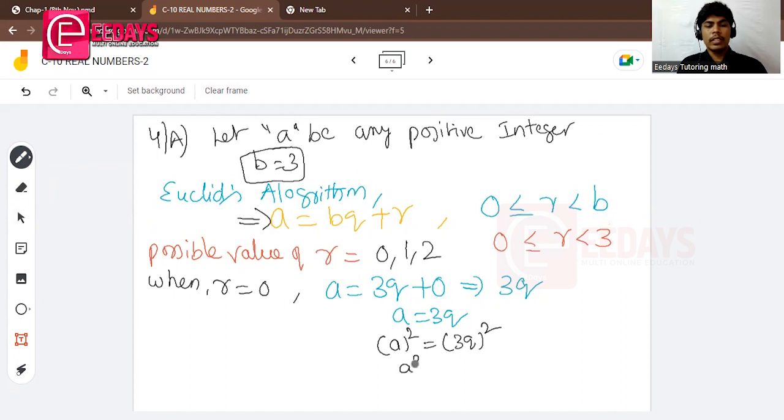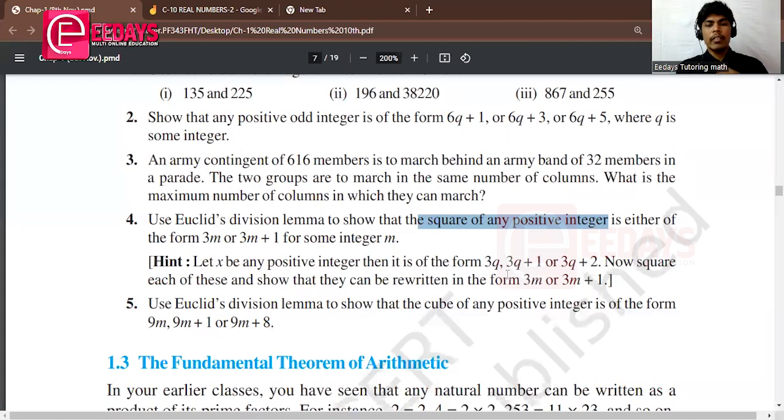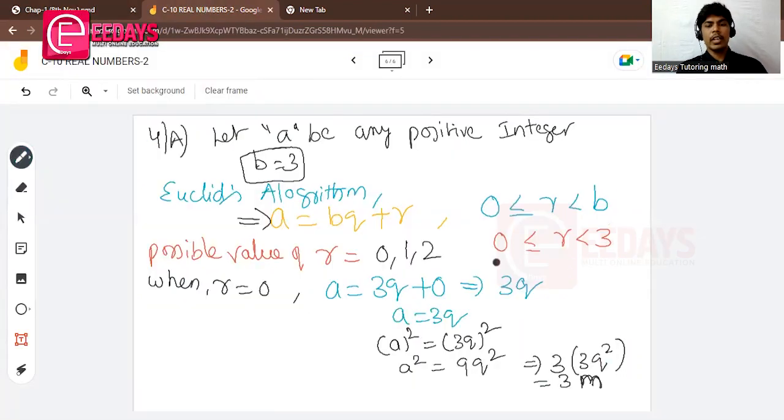Finally, we got a square is equal to 9q square. So we can write a square as 9q square, which is 3 into 3q square. Now 3q square, you can take as a variable m. Why? They gave a hint here: after squaring, you can take the variable m. So we got 3m. I hope everyone understood.